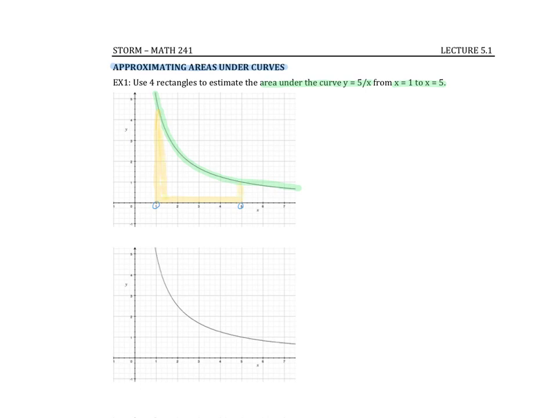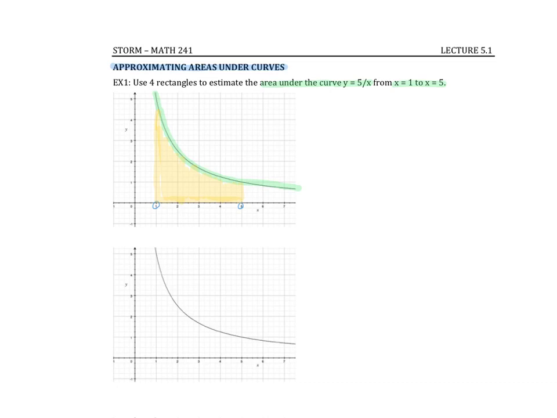The problem is that I don't know how to compute this area. This is not one of the general shapes that we normally have, like a square or a circle or a triangle. There is no geometric area formula for this shape. So instead, I'm going to create rectangles because I know how to compute the area of a rectangle and sort of fit it to this region.